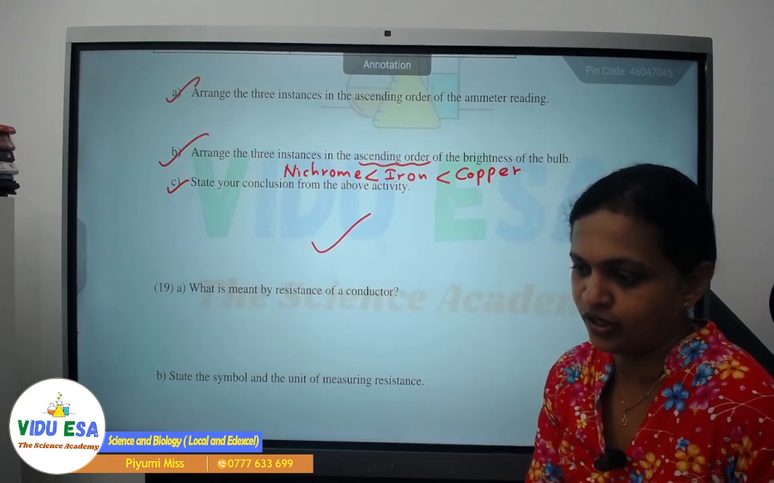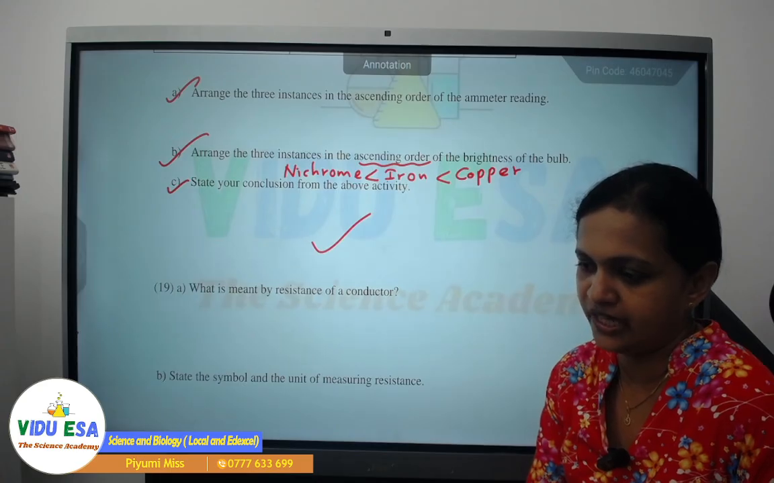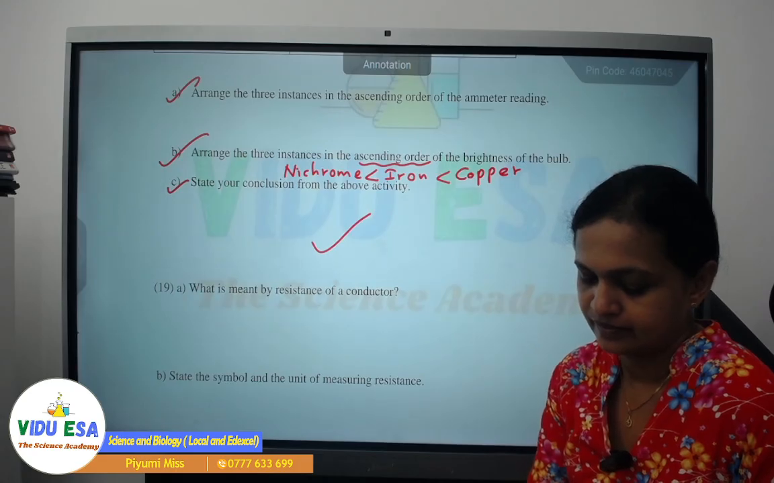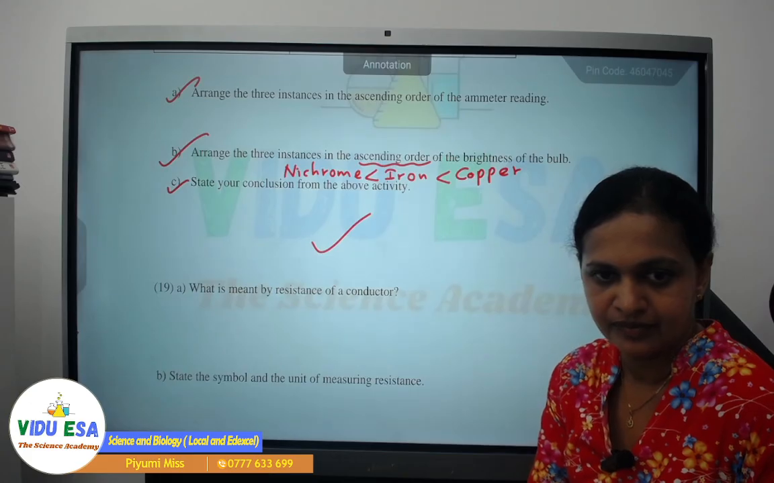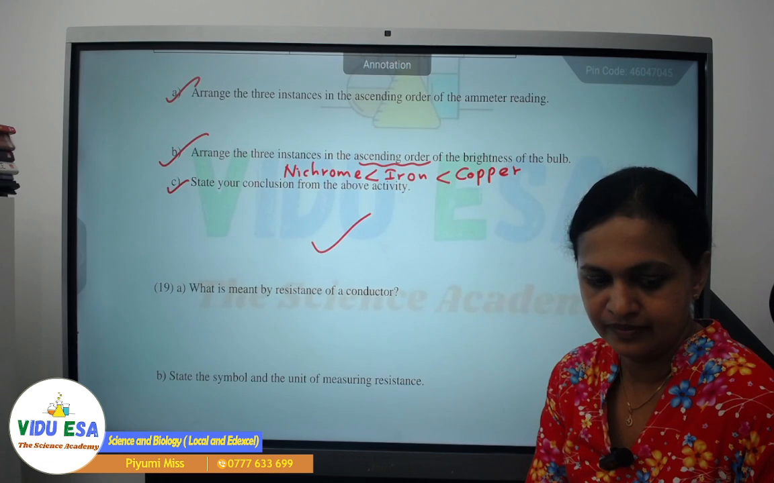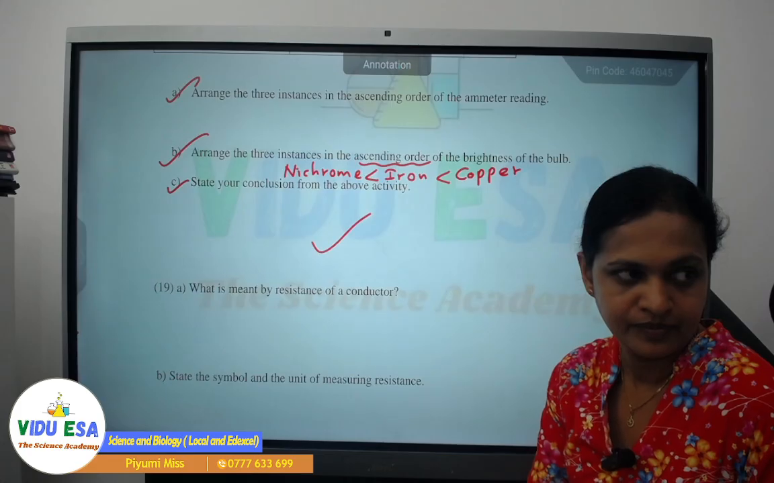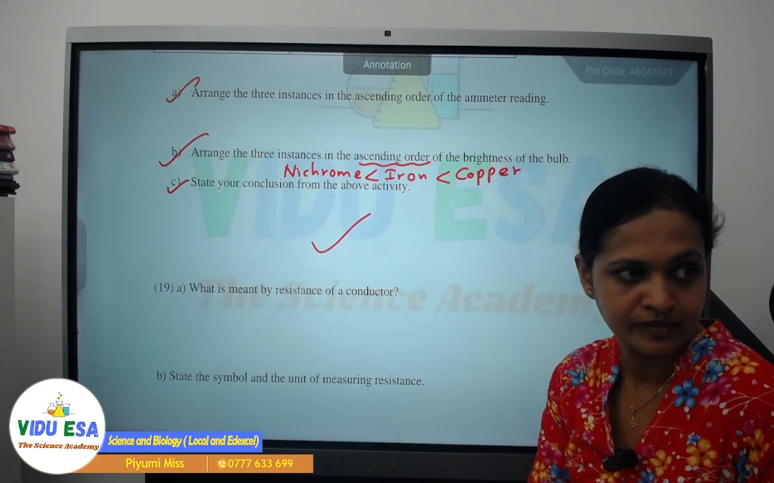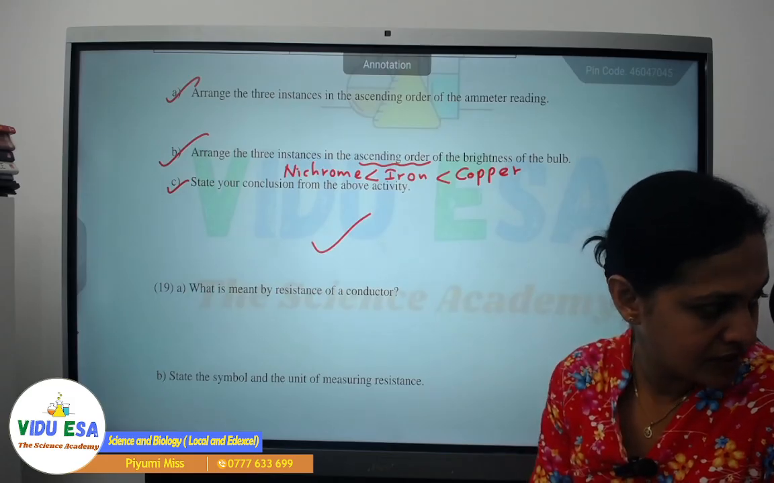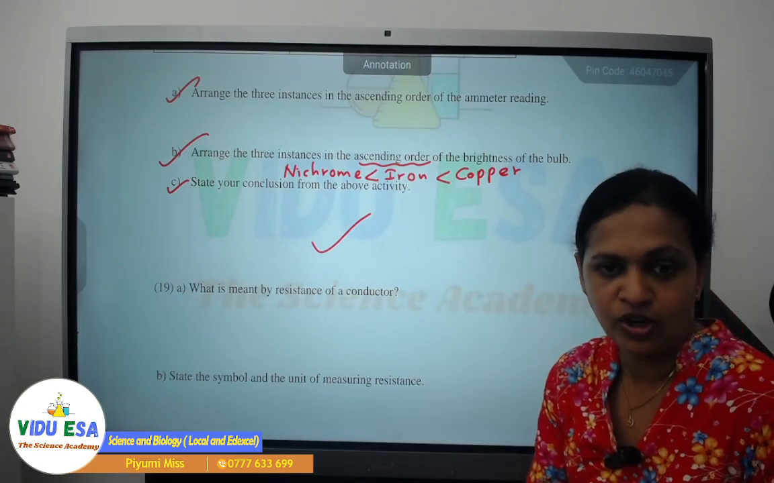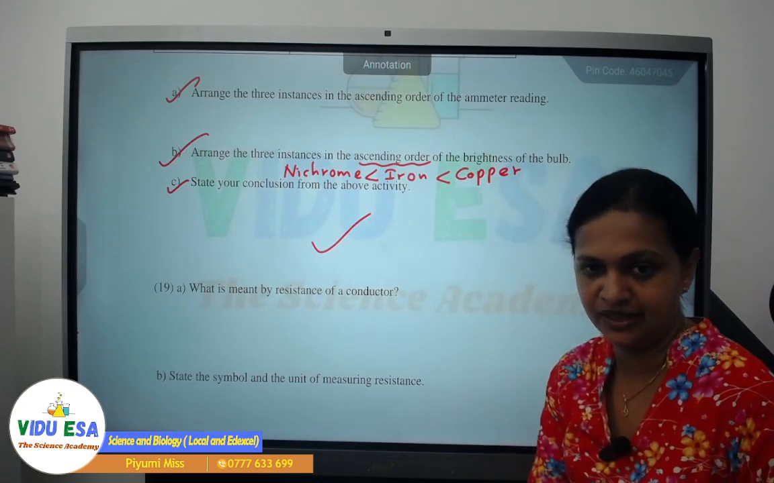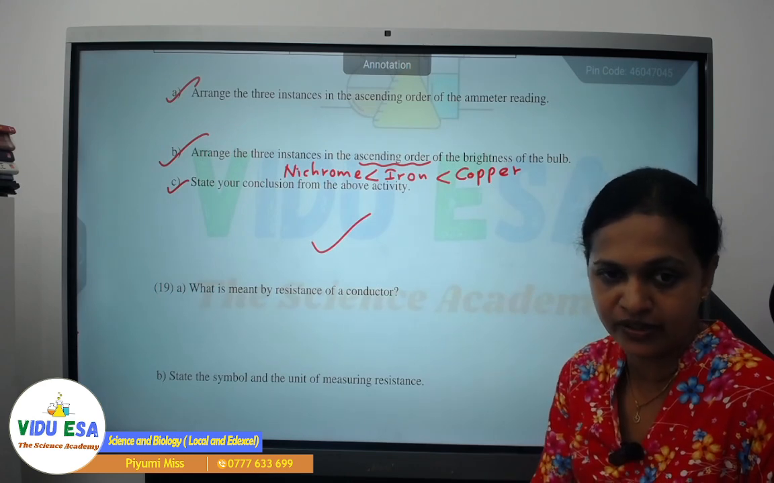The obstacle for the flow of electric current is high in nichrome, while it is less in copper, while it is the lowest in copper.